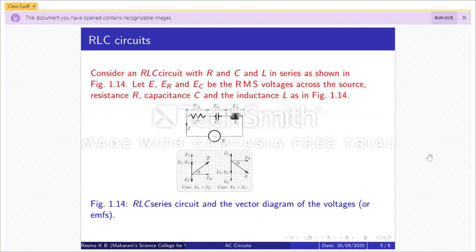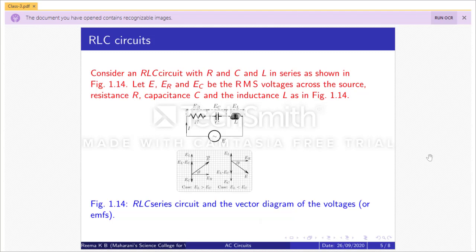Let's discuss RLC circuits. Consider an RLC circuit with R and C and L in series as shown in figure 1.14. Let E, ER and EC be the RMS voltages across the source, resistance R, capacitance C and the inductance L as in figure 1.14.